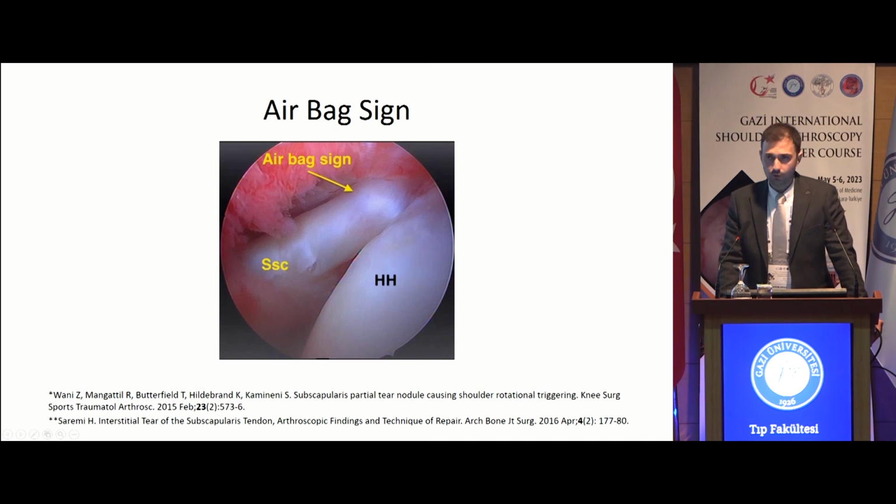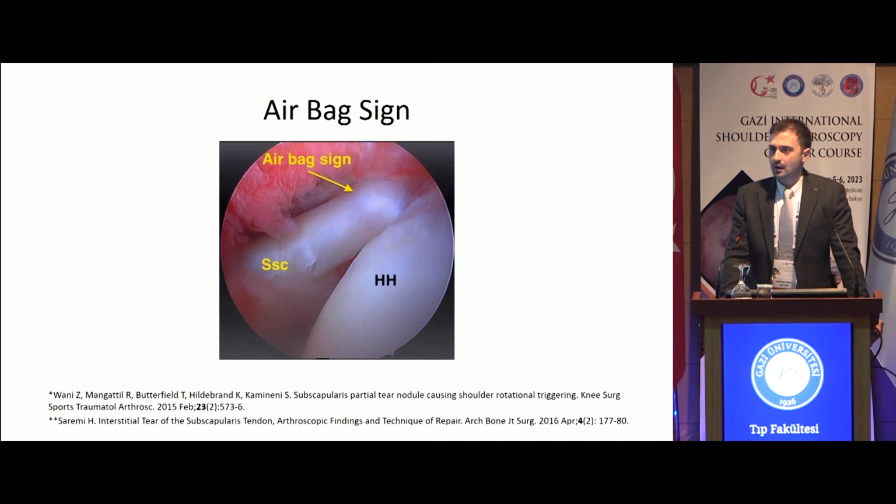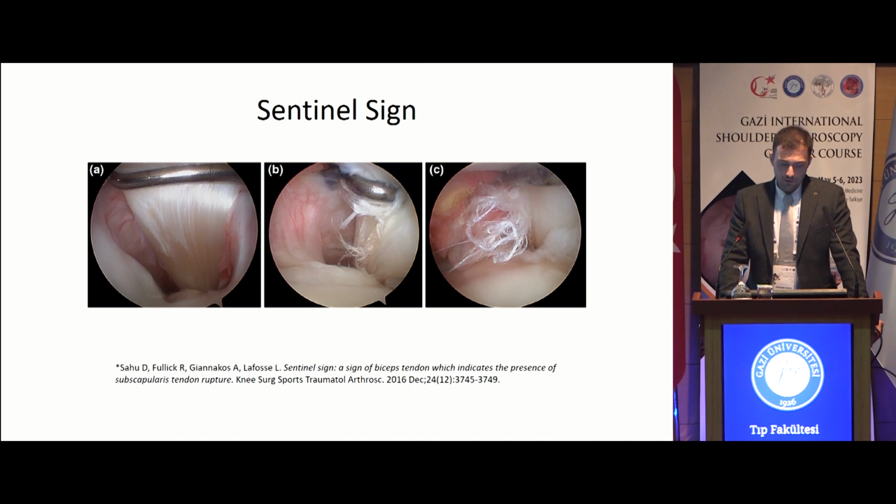Airbag sign is a sign for interstitial tears. They make up for 10% of the subscapularis tears, and they're not that common, but if you see an airbag sign, which is defined as the scar tissue within the tendon, you should expect an interstitial tendon tear.